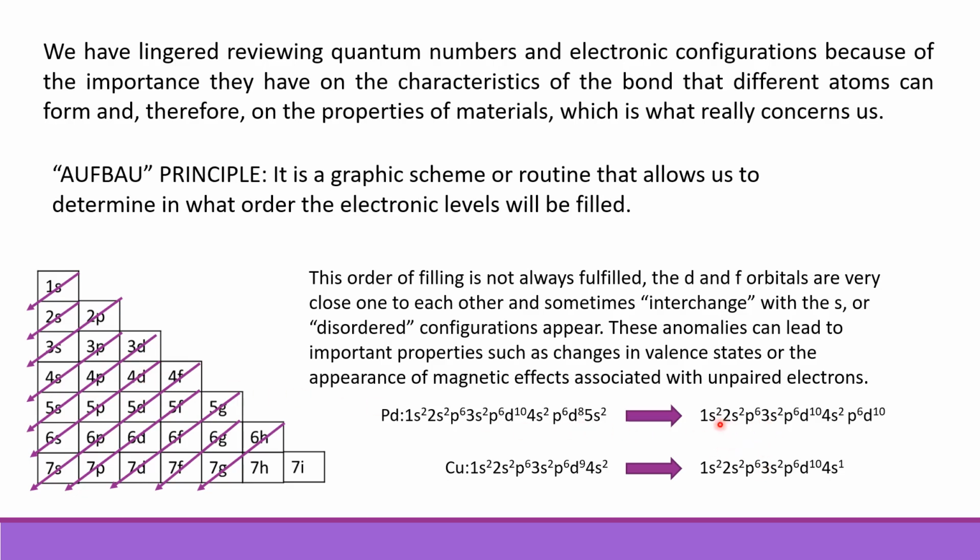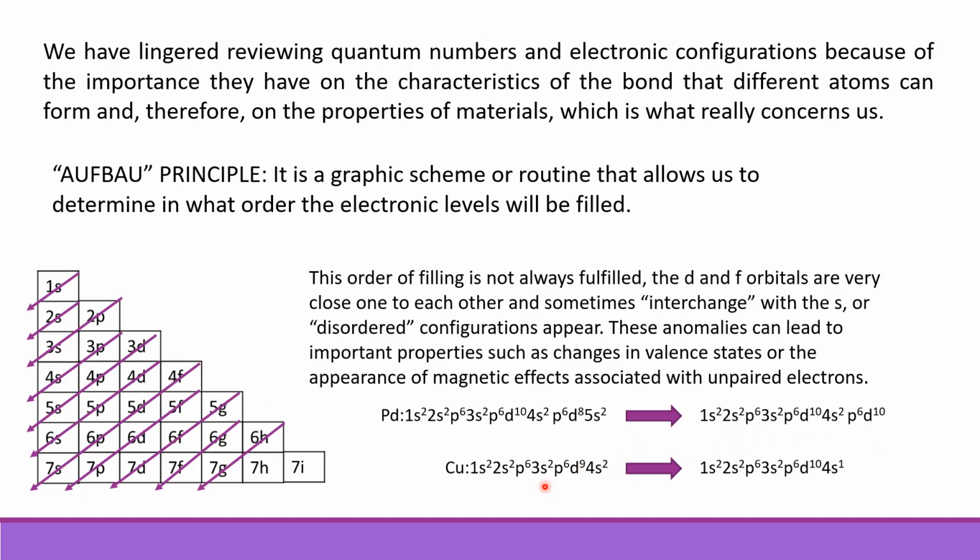However, what happens is that in some cases the structure is 1s2, 2s2, p6, 3s2, p6, d10, 4s2, p6, d10. So what happens here is that these two electrons jump back to the d level, and completely fill this d level. Now in this d level, this 5s should be filled before the 4d. Yeah, so it's disordered somehow, but this is a more stable configuration.